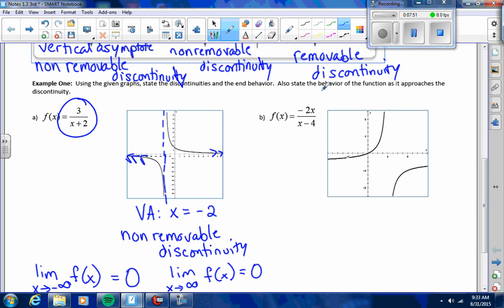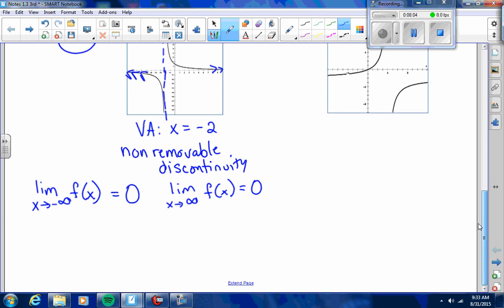Now we need to state the behavior of the function as it approaches the discontinuity. So our point of discontinuity is x equals -2. This may be a little bit different. You may not have seen this before. We're going to find the limit as x approaches -2. But this time, as we approach -2, we have to approach it from both sides.